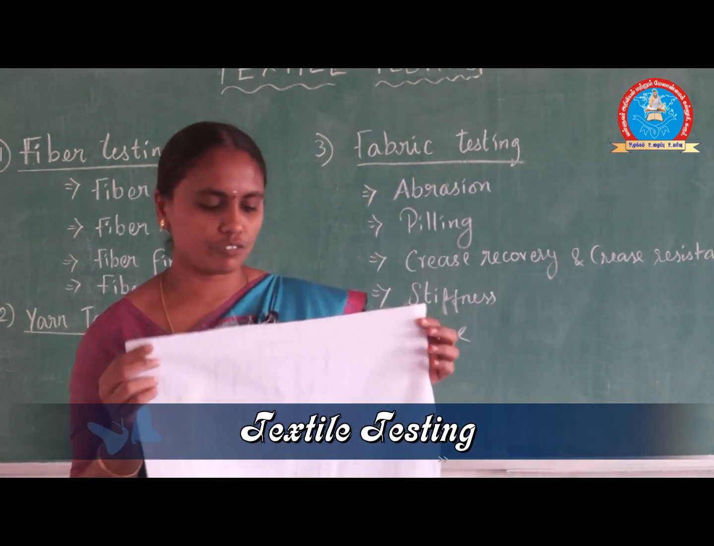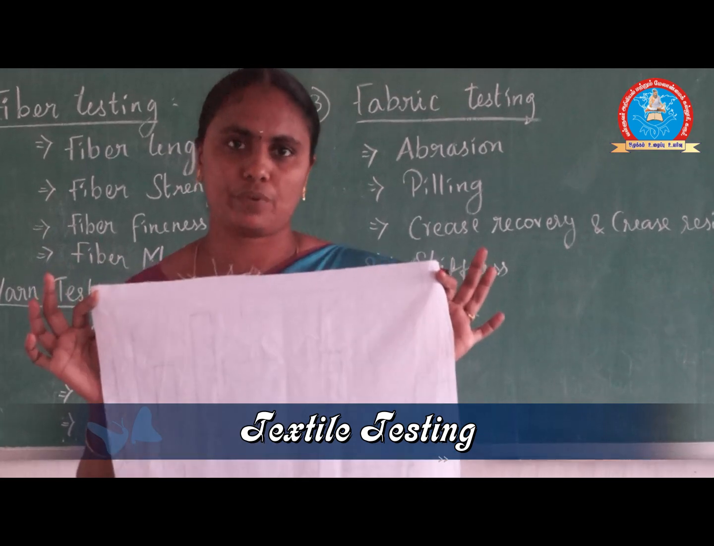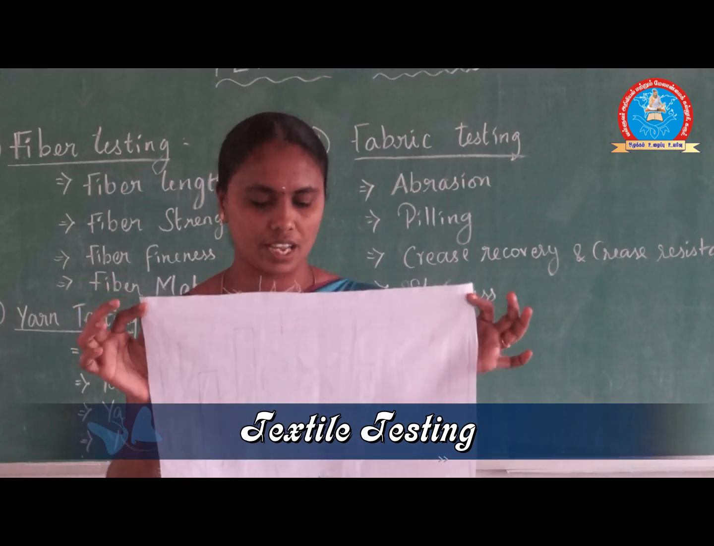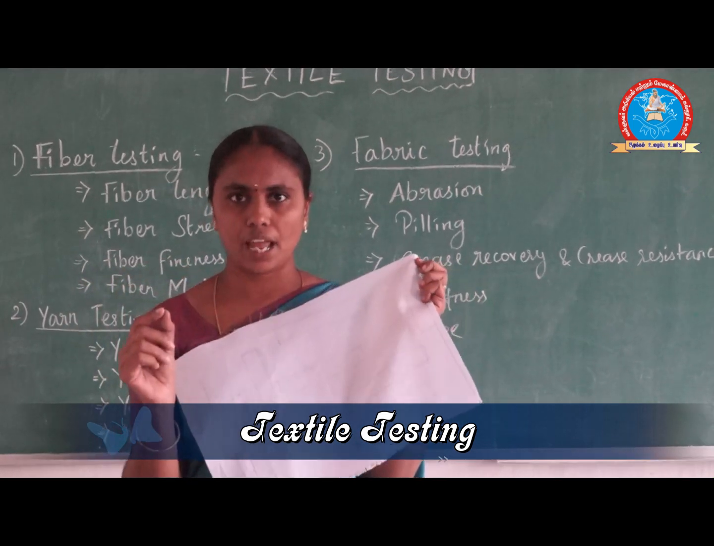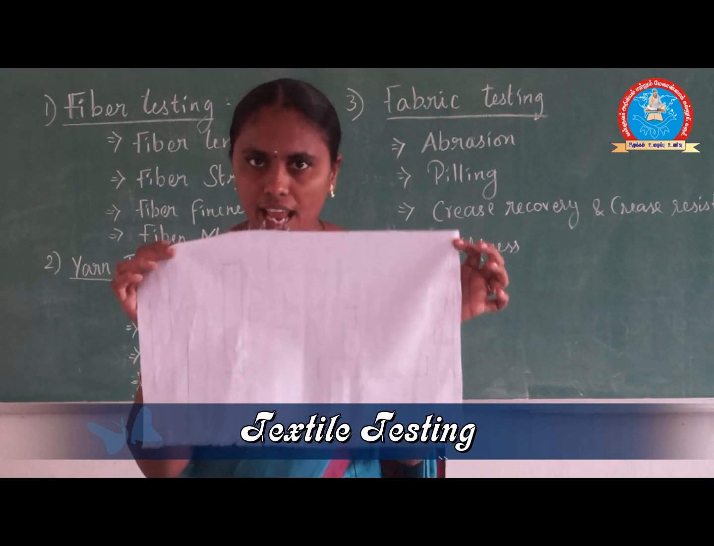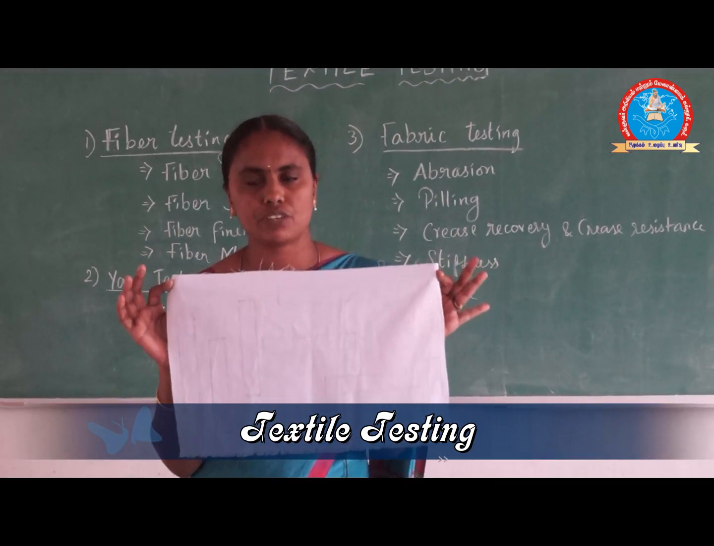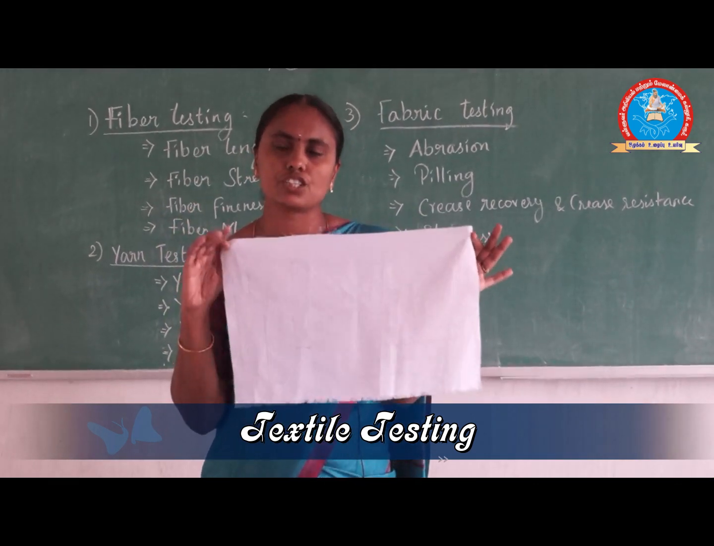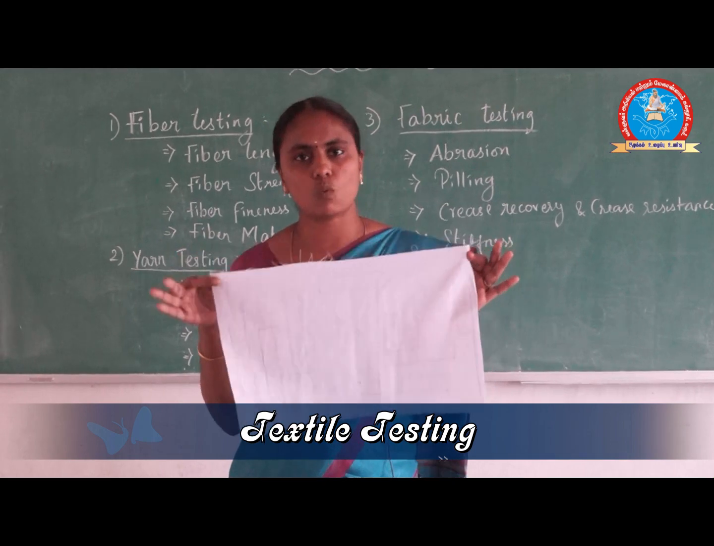So first of all, we should prepare the sample like this. The needed materials are only measuring tape, pencil, scale, and then cotton material like this. The specimen size for the Shirley stiffness tester is 6 inch by 1 inch. The length is 6 inch with 1 inch width.